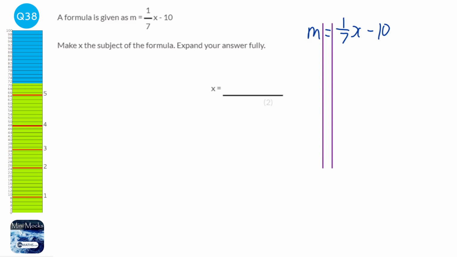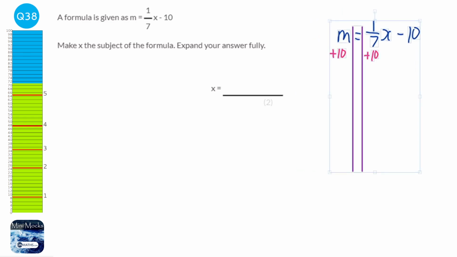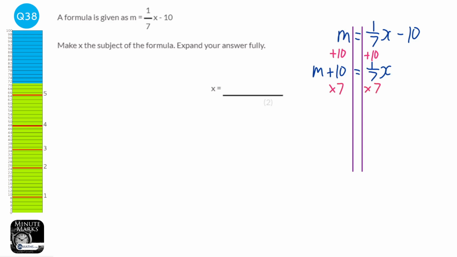So I'm going to start just by writing out the equation. We're asked to make x the subject, so first of all we add 10 to both sides. So we're left with m plus 10 on the left hand side, and we've got 1/7 x on the right hand side. Now to get rid of the 1/7, I can just times both sides by 7. So 7 brackets m plus 10 equals x.